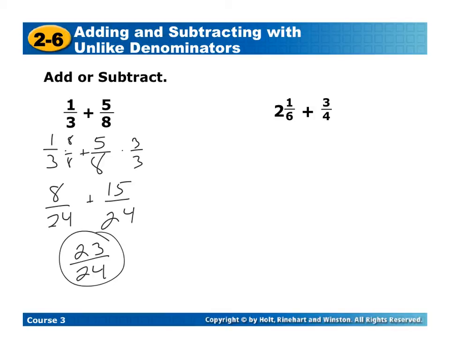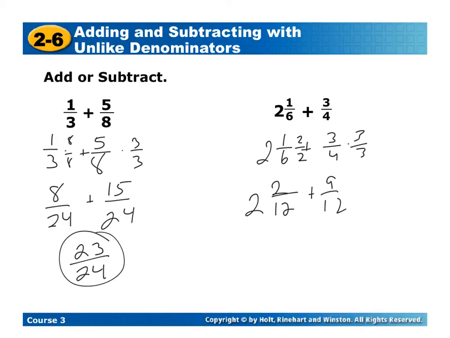Right here, because we're adding, we don't need to change it into an improper fraction. We can just leave it. So I have 2 1/6 plus 3/4. I'm going to multiply this by 2/2 and this by 3/3. So this becomes 2 2/12 plus 9/12. 2/12 plus 9/12 gives us 2 11/12.